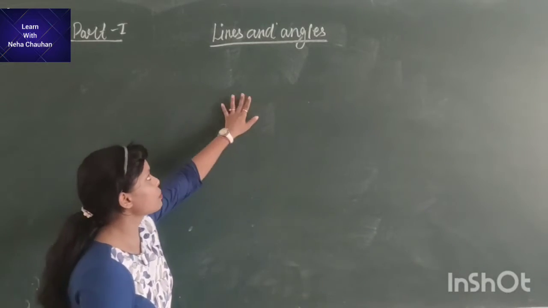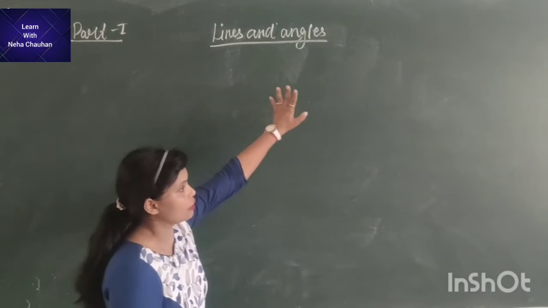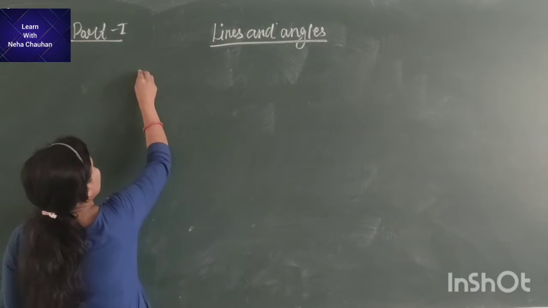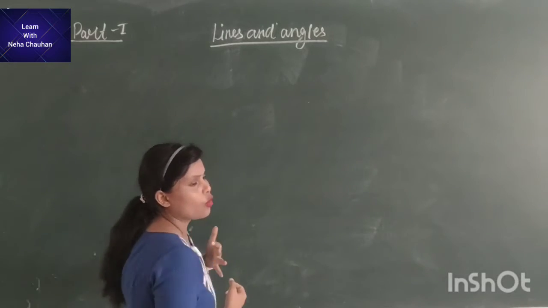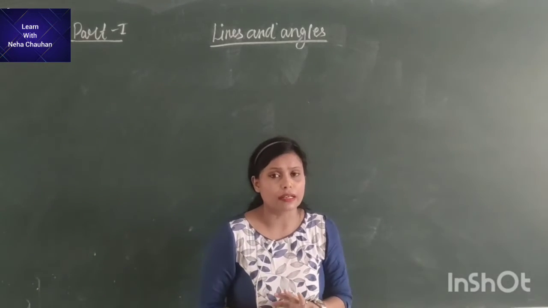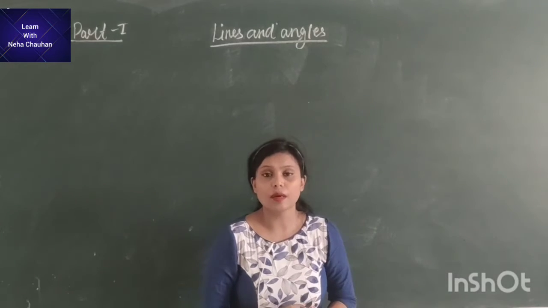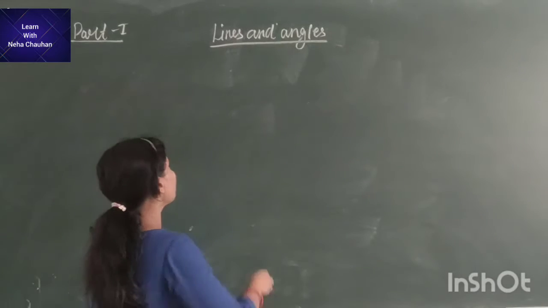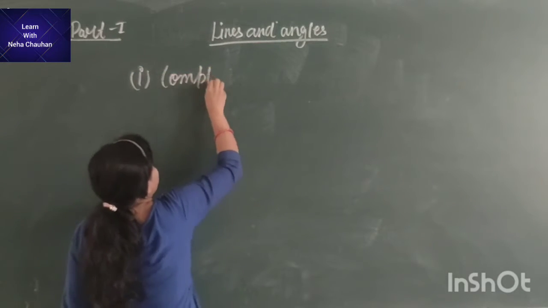So as the name suggests, we are going to study some lines and angles. So let's start with some angles. In your previous classes, you have already read about some angles like acute angle and obtuse angle. Now we are going to study these angles but in pairs. So the first angle pair is complementary.